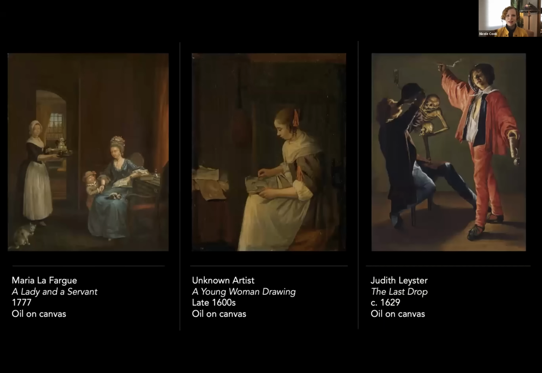And here you can see closer views of the 3 paintings we just saw installed in the gallery. I'll spend just a couple of minutes talking about each one of these 3 paintings to lay the groundwork for Dr. Hofrichter's deeper dive into the life and work of Judith Leister.